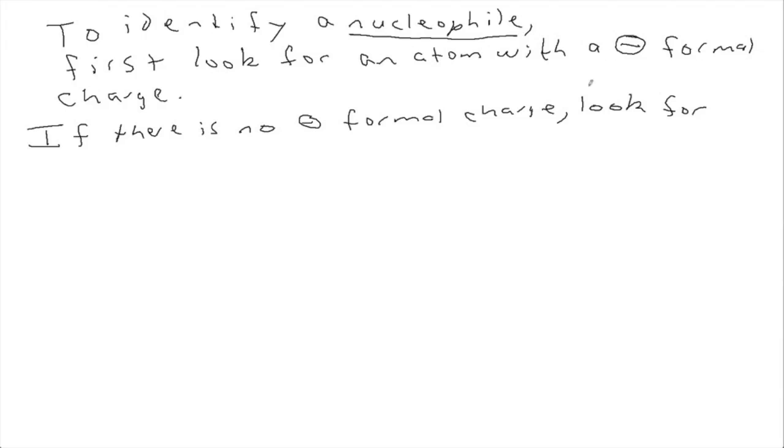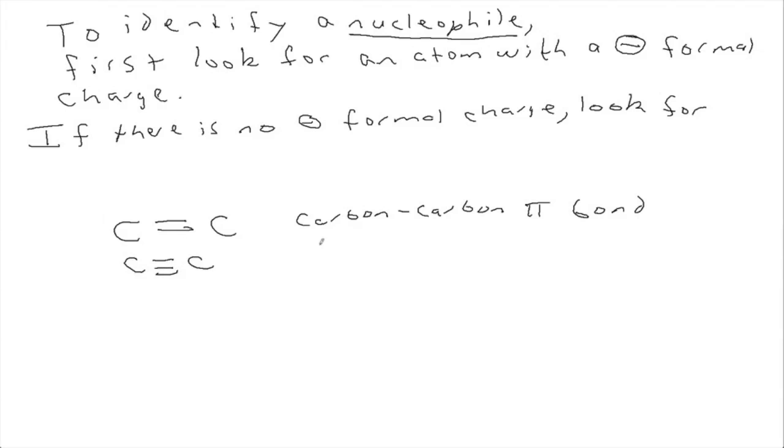Well, can you remember anything else from your course? What else can make something a nucleophile besides a negative formal charge? Seems like an alkene, or a pi bond. That's true. Excellent. That's an excellent point. So you can look for alkenes, carbon-carbon pi bonds. So it could be an alkene or an alkyne, because they both have pi bonds.